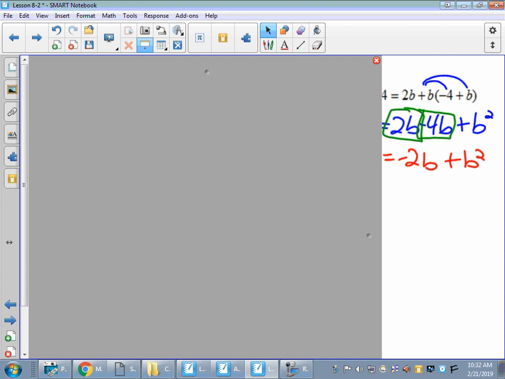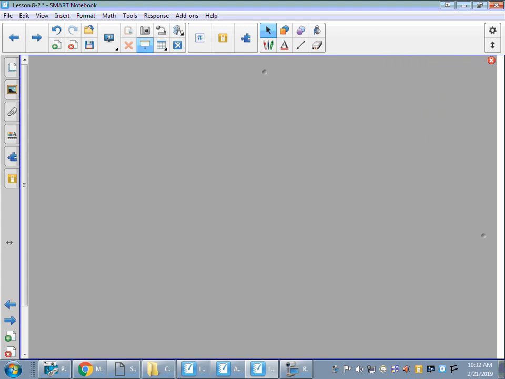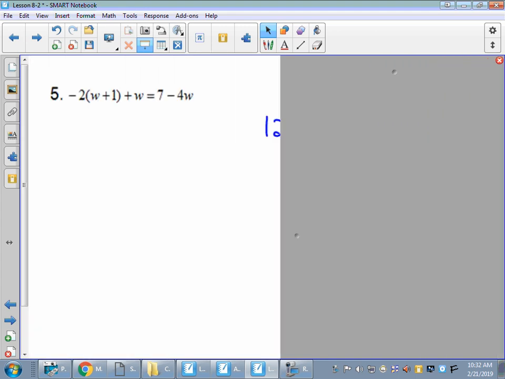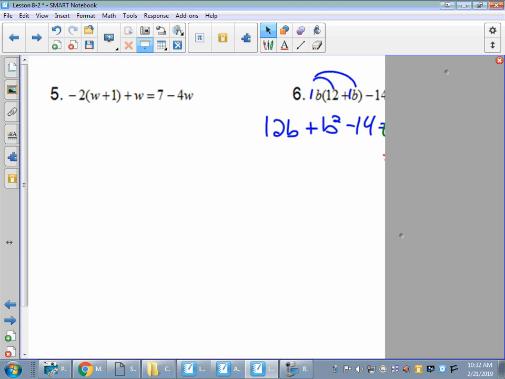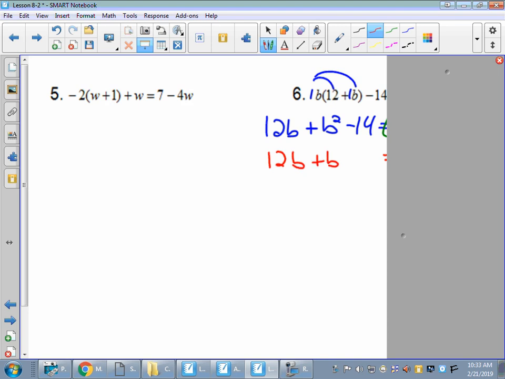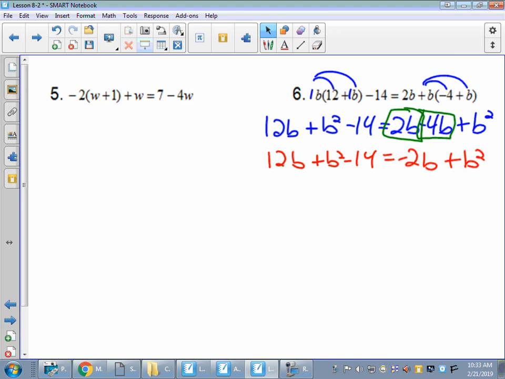Okay, now let's make sure that we combine on the other side as well. I just take it side by side. I already did that there. Okay, and now over here, do we have anything to combine? No, we don't. So we're just going to stay the same. 12b plus b squared minus 14. Okay, so I just take it side by side and combine like terms first.